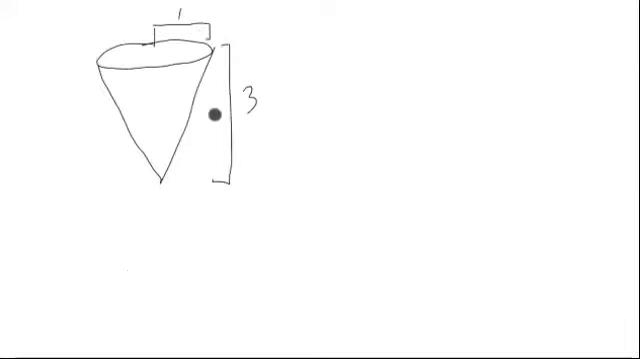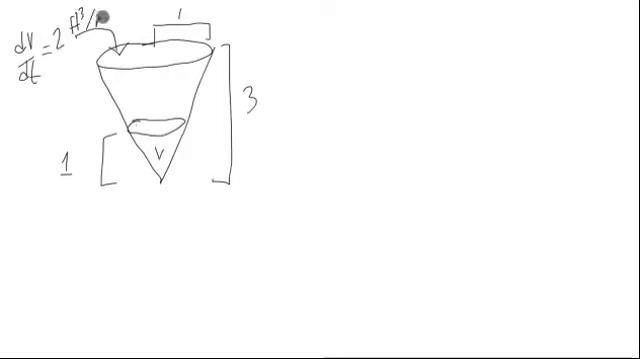For instance, suppose we have a conical tank and its radius is 1, its height is 3. And let's suppose that when the height is 1, we have something being poured in at a rate where V, the volume of the liquid or water perhaps, is changing at something like 2 cubic feet per minute.